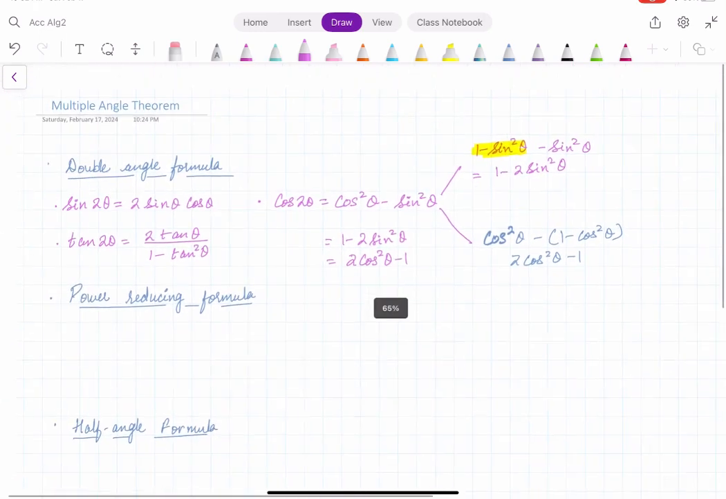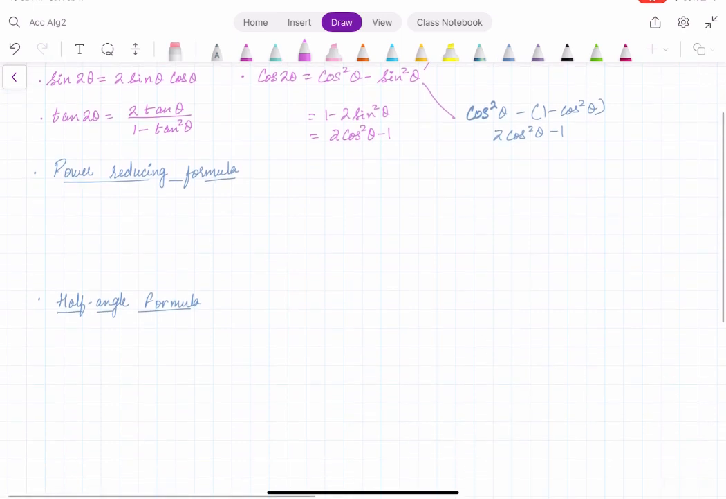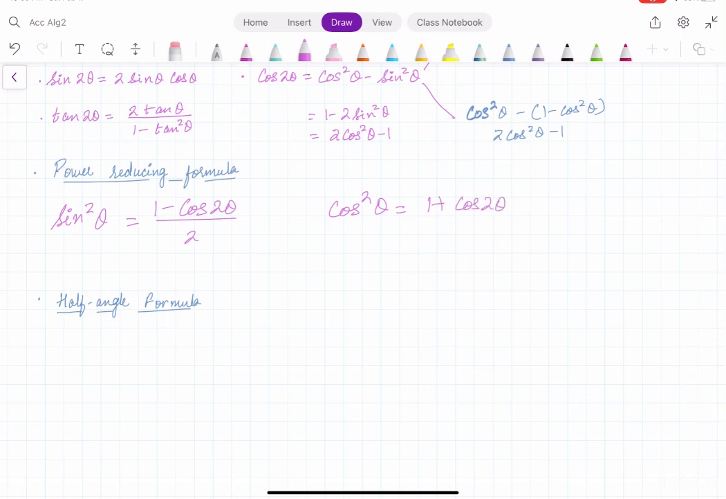Now, keeping that in mind, we have something called the power reducing formula, and we can derive the half angle formula from the power reducing. So sine square theta is 1 minus cos 2 theta divided by 2. Cos square theta is the same, but the sign is changed, so it is 1 plus cos 2 theta divided by 2. And you know tangent is sine over cos, so tangent square theta will be nothing but 1 minus cos 2 theta divided by 1 plus cos 2 theta.